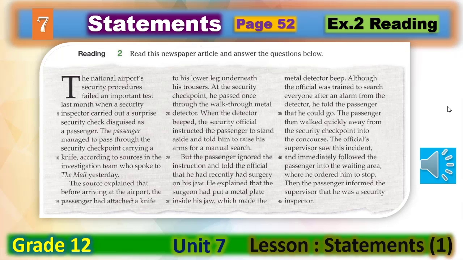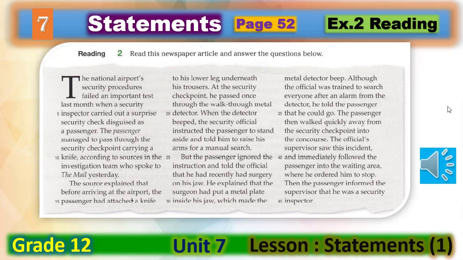The passenger managed to pass through the security checkpoint carrying a knife, according to sources in the investigation team who spoke to the Mail yesterday. The source explained that before arriving at the airport, the passenger had attached a knife to his lower leg underneath his trousers. At the security checkpoint, he passed once through the walk-through metal detector.